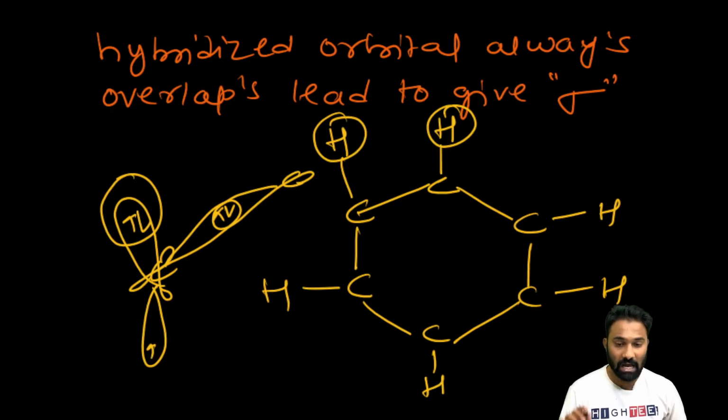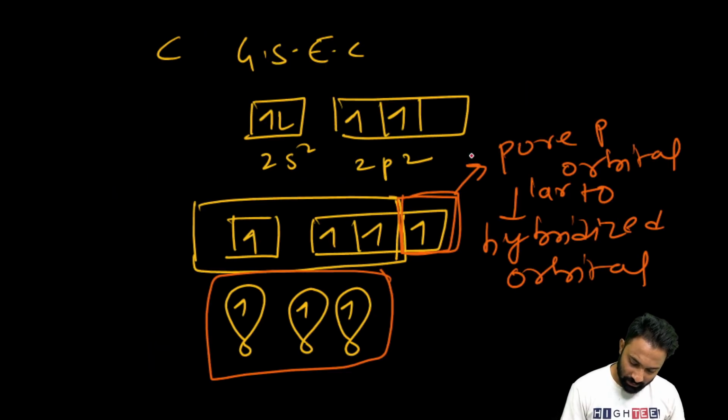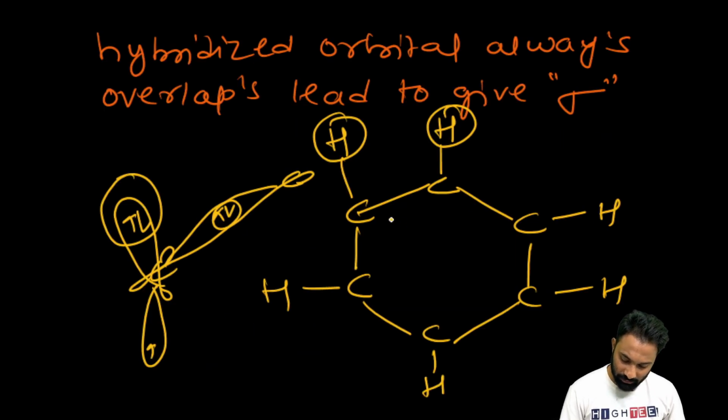Then we see how the pi bond will be formed. Now you see what I said: each carbon has one pure p orbital, right? That pure p orbital will be perpendicular to the hybridized orbitals in this manner.